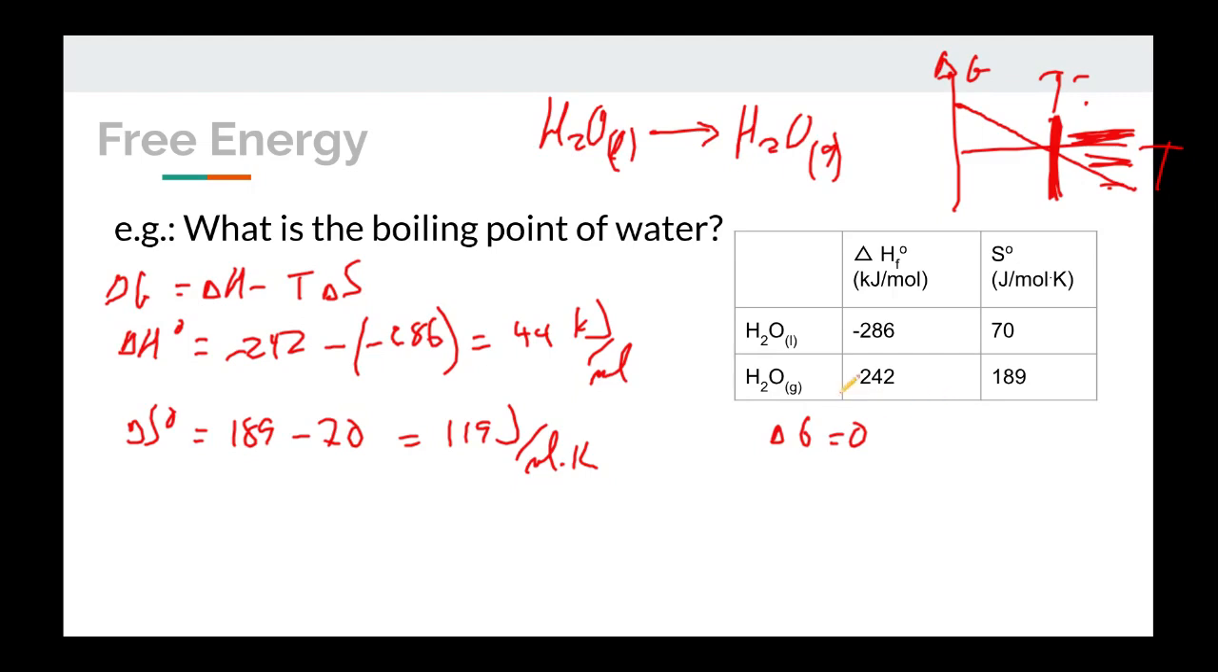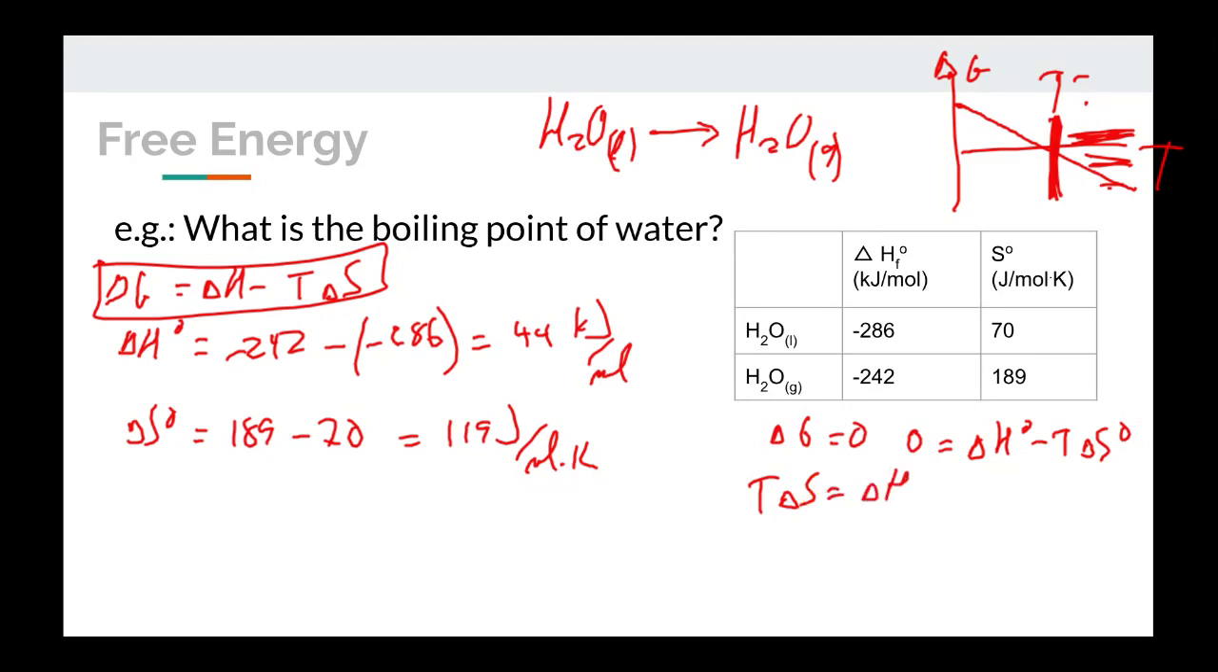If delta G is zero, then we can use this equation with zero substituted in. So zero is delta H minus T delta S. So we're solving for temperature here. That means T times delta S is delta H, which means that T is delta H over delta S. Okay, so let's figure that out.